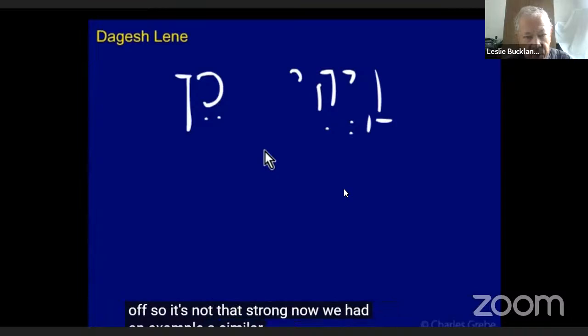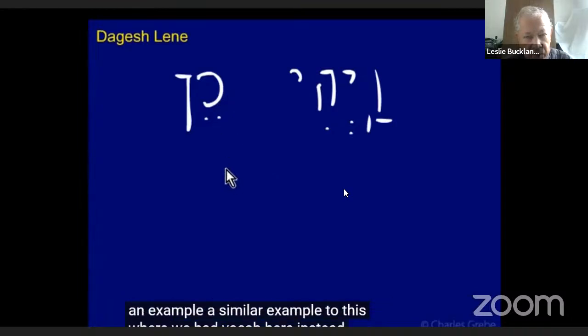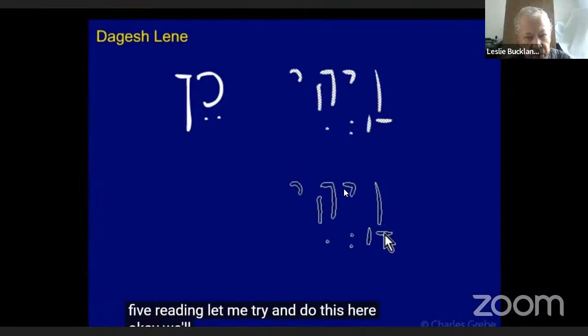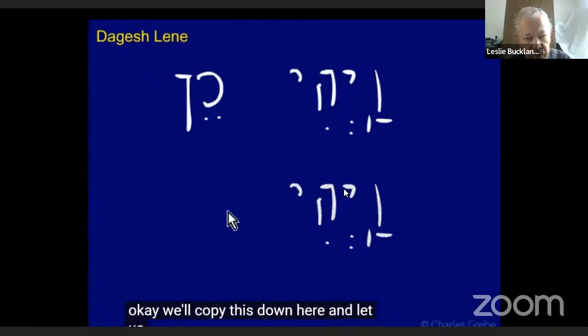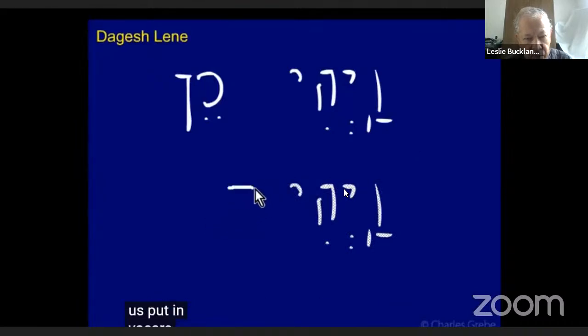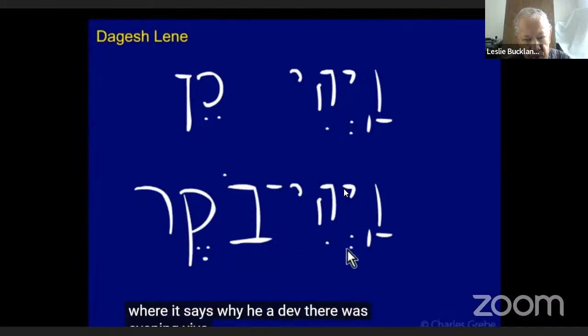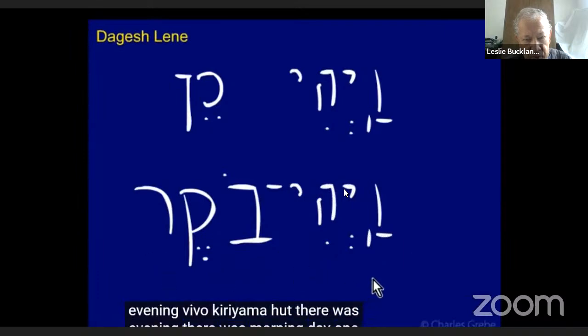Now we had a similar example to this, where we had voker here instead, in our Genesis 1 to 5 reading. Let me try and do this here. Okay, we'll copy this down here. And let us put in voker, which is what the word was. And there was a makef here. This is where it says vayehi erev, there was evening, vayehi voker yom echad. There was evening, there was morning, day one.